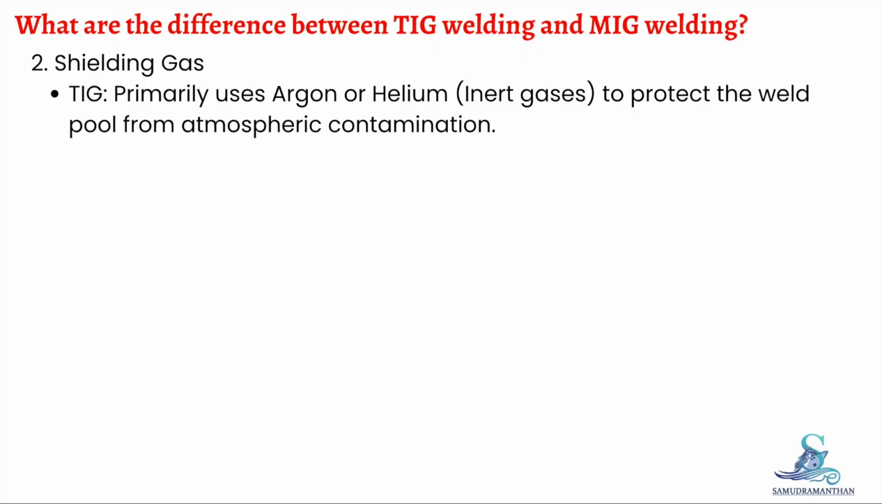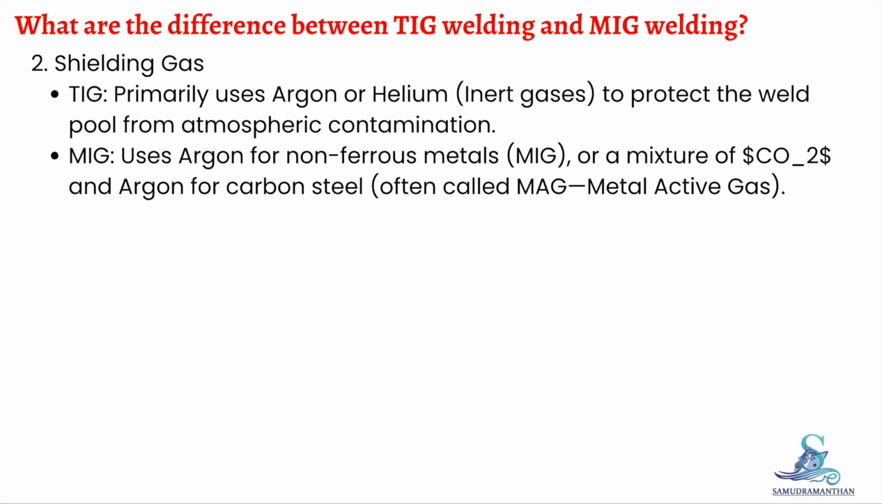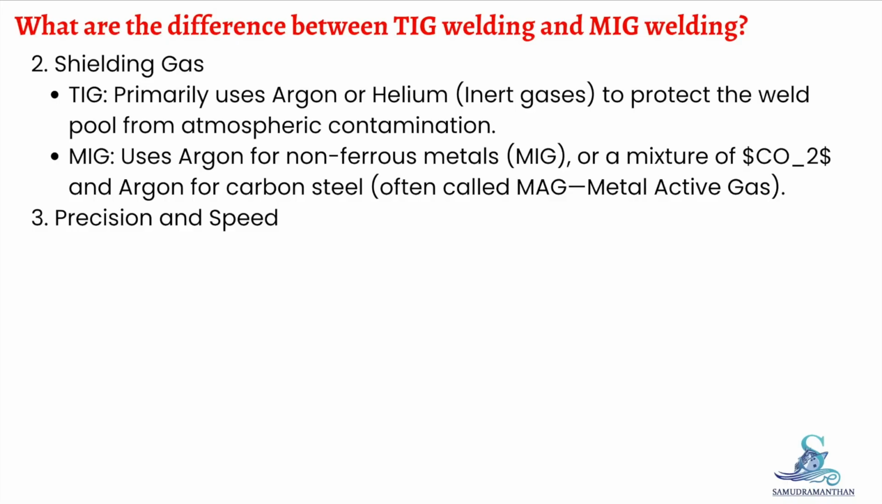Shielding gas. TIG primarily uses argon or helium, inert gases, to protect the weld pool from atmospheric contamination. MIG uses argon for non-ferrous metals, or a mixture of CO2 and argon for carbon steel, often called MAG, metal active gas.